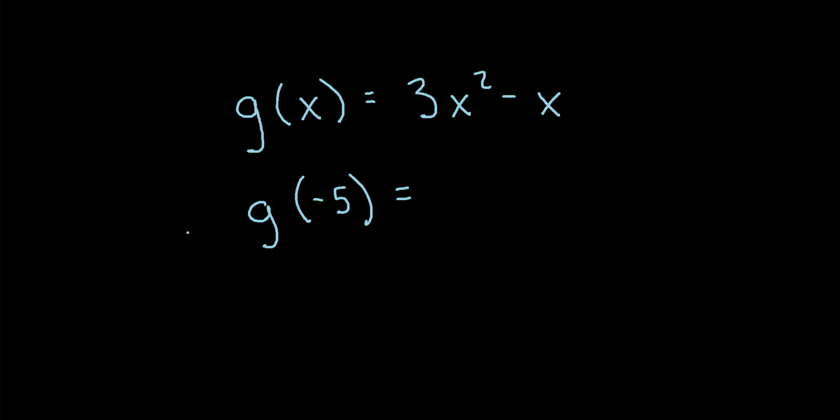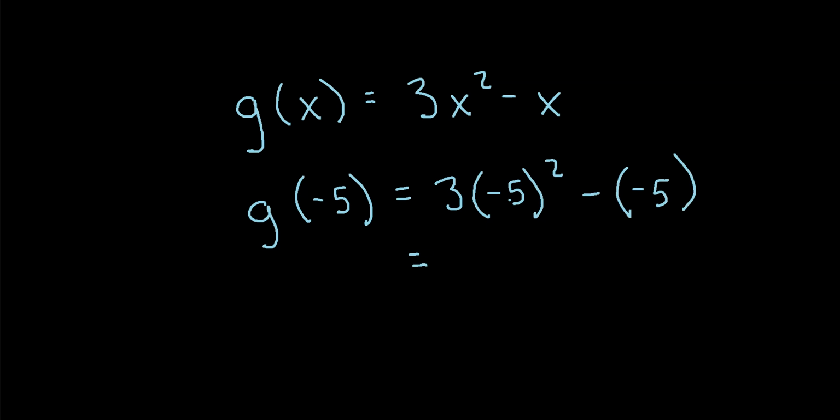All right, let's try another one. Let's say we have the function g of x is equal to 3x squared minus x. And let's say we want to evaluate it at the value of negative 5. So to find g of negative 5, we're just going to plug in a negative 5 each time we see x in the original function. So let's do that. So we get 3 times, instead of x, we'll write negative 5 squared minus, instead of x, we'll write negative 5.